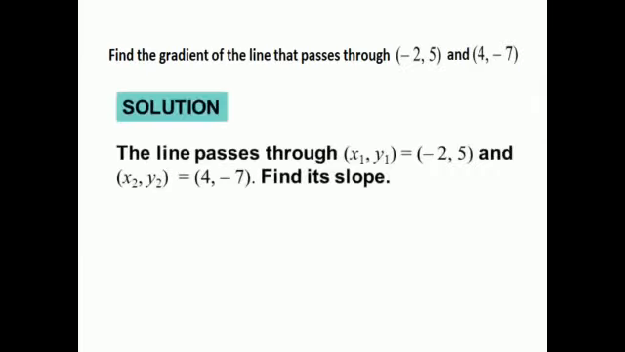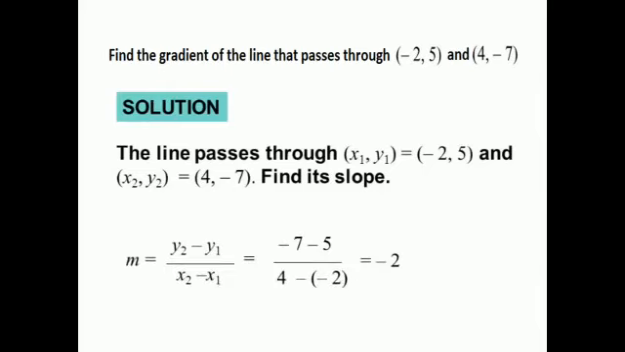Okay, so we have another question. The points are (-2, 5) and (4, -7). Identify x1, y1 and x2, y2. Write the formula y2 minus y1 divided by x2 minus x1. After that, you give the values. What is y2? Minus 7. And y1? 5. So minus 7 minus 5. And x2 is 4 and x1 is minus 2, so 4 minus minus 2. The answer becomes 12 by 6, minus 2.